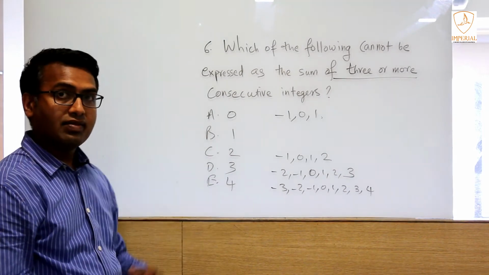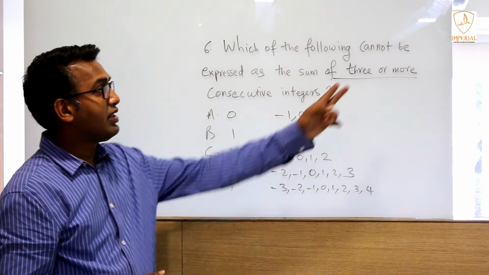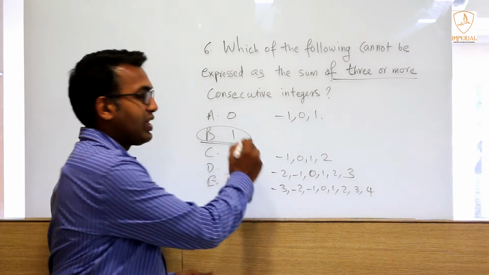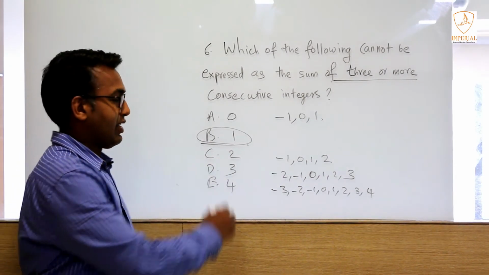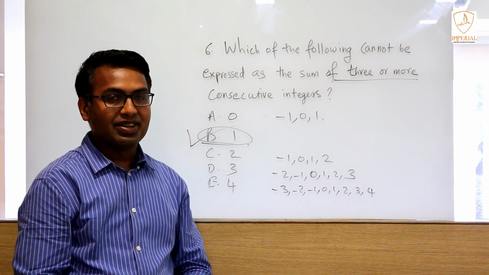Can you make 1? No. 1, if I want to make, it will be 0 and 1. But then we need 3 or more consecutive integers. So B is not possible, and the answer is B, right? So a tricky question. I hope you got that.